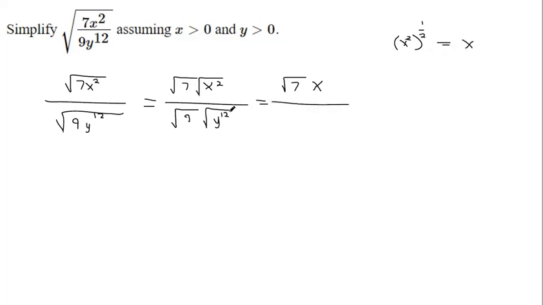Okay. And now square root of 9, we know that that's 3. And the square root of y squared, we have a power on top of a power. So 1/2 times 12 makes 6. So there's our fully simplified expression.